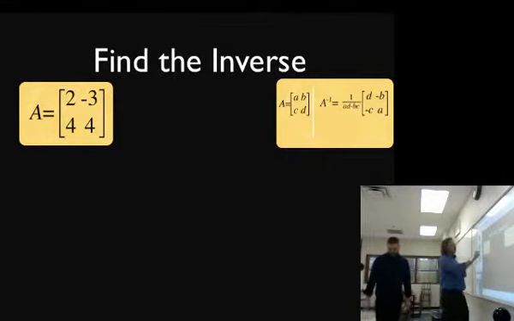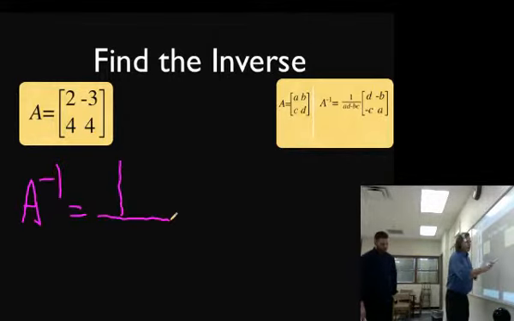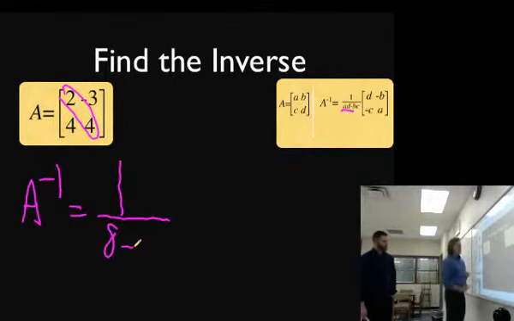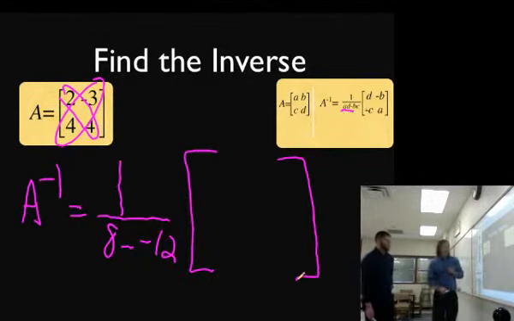So let's actually use it. Here's matrix A, and we want to find the inverse of matrix A. So the inverse is going to be 1 divided by, I remember it was A times D, so 2 times 4 is 8, minus -3 times 4 is -12. And then multiplied by, oh my goodness, I'm going to run out of room, aren't I? All right, sorry about that.